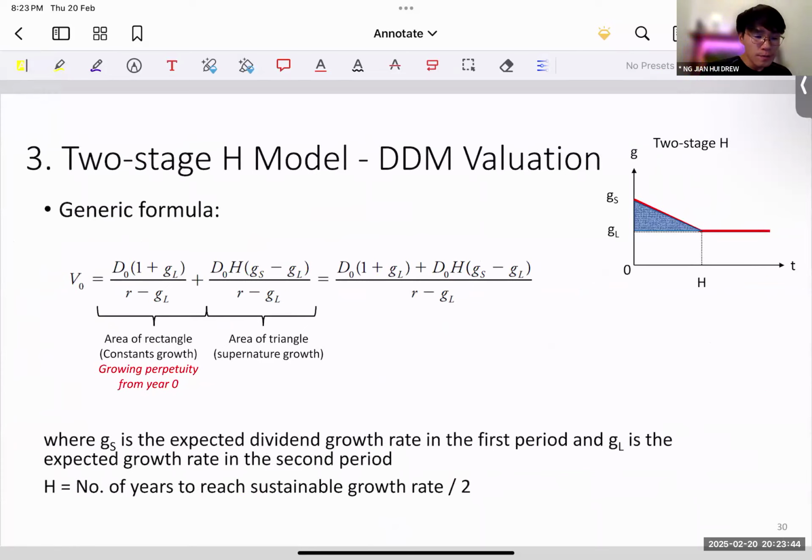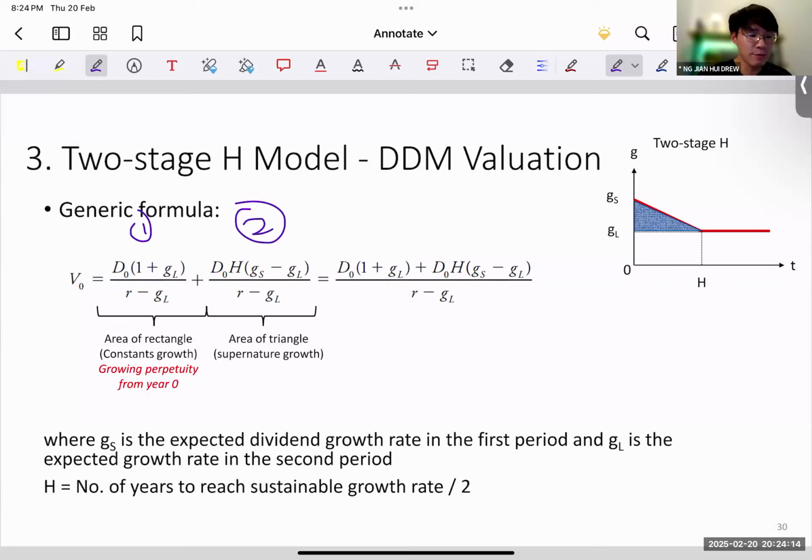There are two parts to the formula. Unfortunately, you have to memorize the formula. But the good thing is that your assessment is just a GPA and ECA, so you don't really need to memorize. You just need to flip your notes to look at the formula. But in case you're doing the CFA, you need to memorize this formula. So what does this formula say? There are two parts here, part one and part two. Let's look at part one.